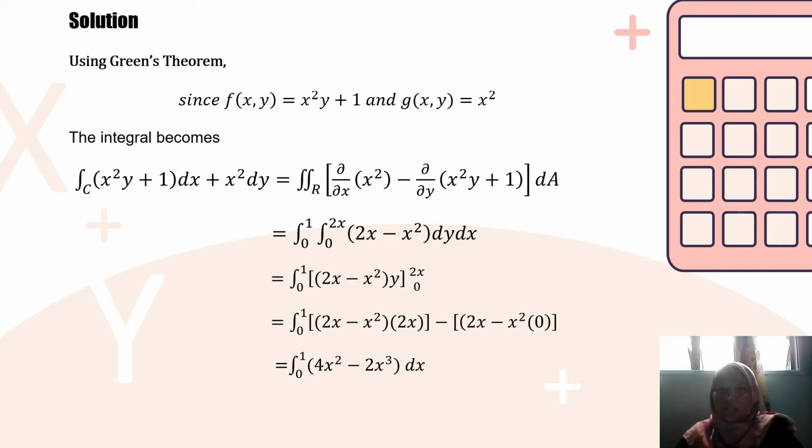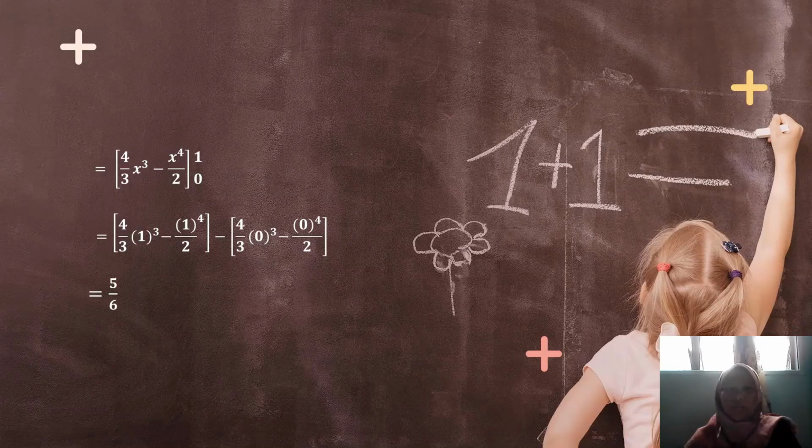Then integrate with respect to y and we get the equation 2x y minus x squared y. Then evaluate the function by substituting the values 2x and 0. Then we will get the equation x squared minus 2x cubed dx. Then integrate with respect to x, we will get 4 over 3 x cubed minus x to the power 4 over 2. Substitute the values 1 and 0 into the equation and we will get 5 over 6 as the final answer.